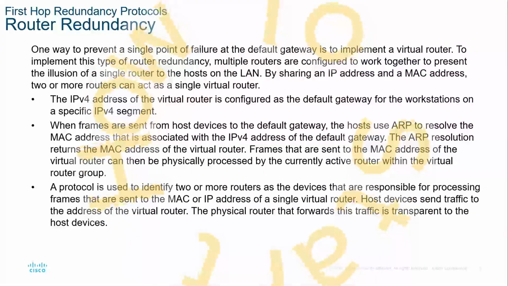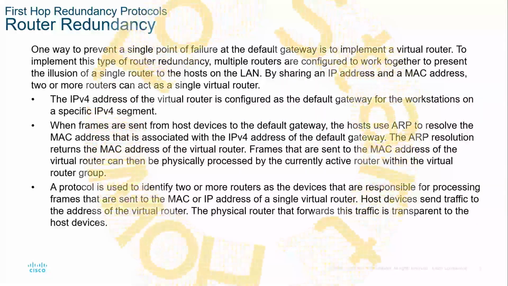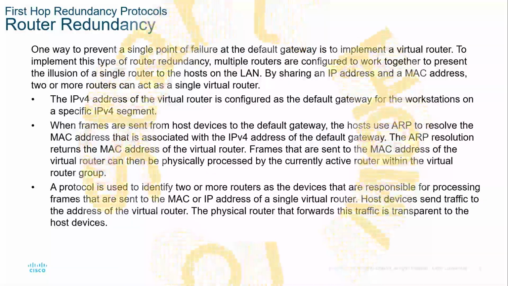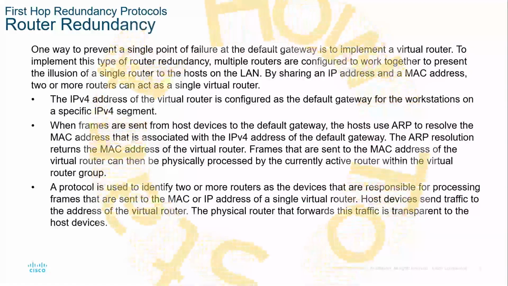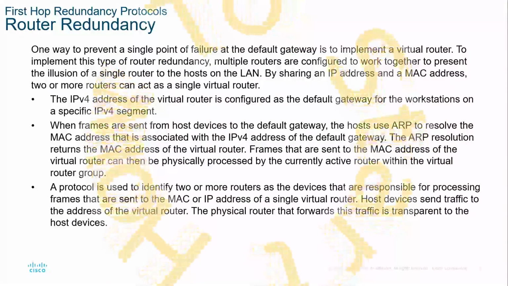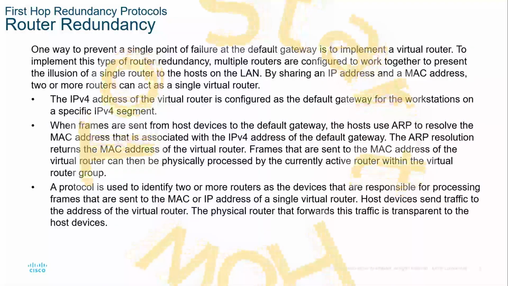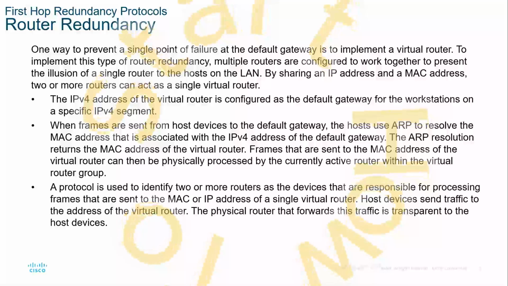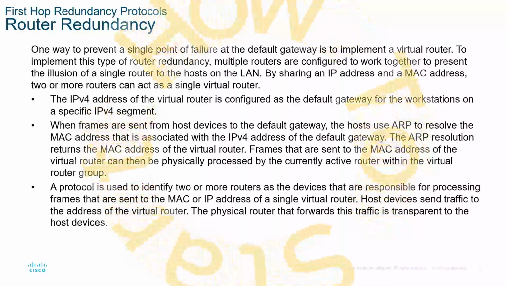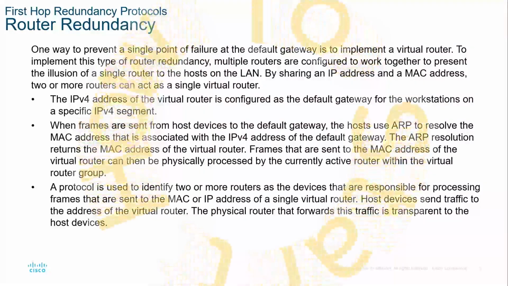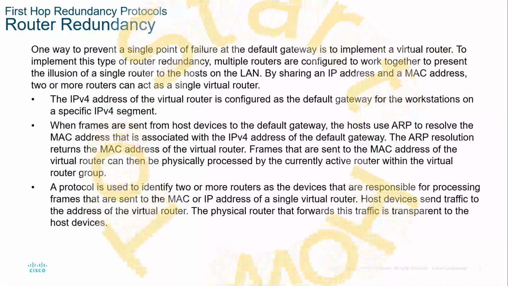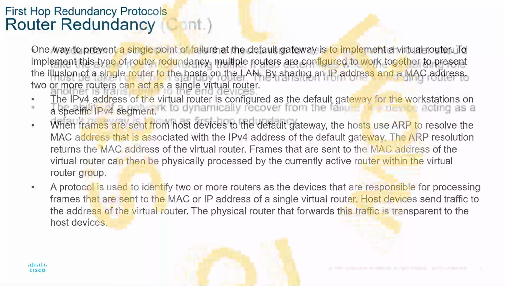The nice thing with this is we can also provide a virtual MAC address. So the ARP resolution returns the MAC address of the virtual router that is tied to at least 2 interfaces. The frames sent to the MAC address to leave the network will be that of the virtual default gateway, not that of the physical paths. So the protocol is used to identify one or more routers as the device responsible for processing the frames sent to the address of a single virtual router. Hosts will send traffic to that virtual device.